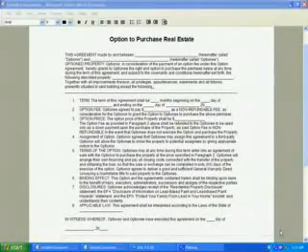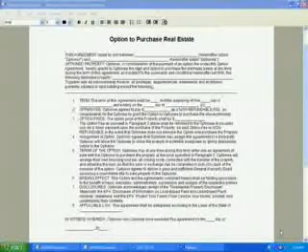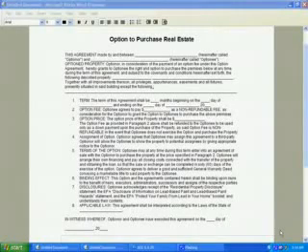On the first line, this agreement made by and between blank, hereinafter called optionor, would be the seller. So it would read, this agreement made by and between Mr. Seller, hereinafter called optionor, and blank, which would be the buyer, which would be you, your entity, your business name, hereinafter called optionee.